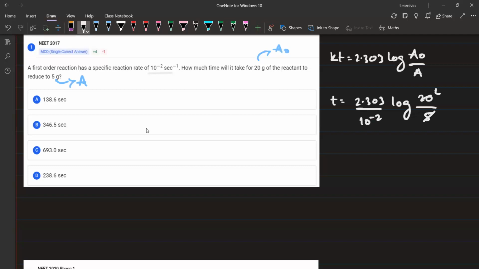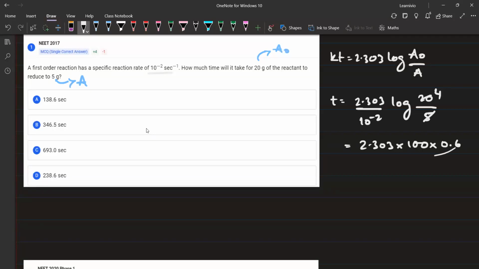So this will be what? 4. So this will be equal to 2.303 multiplied by 10 to the power minus 2 will go above, it will become 100 multiplied by log 4. Log 2 is equal to 0.30. So log 4 is equal to what? 0.6. 0.3 plus 0.3 will be equal to 0.6. Okay.